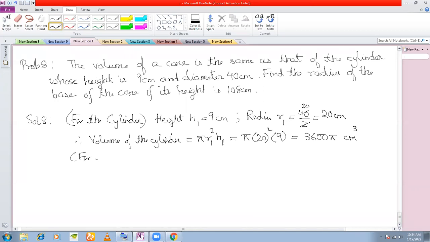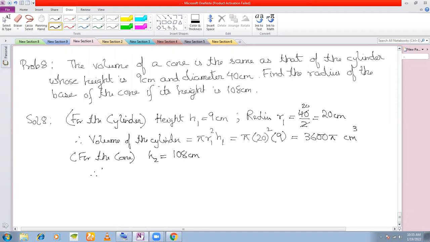Now for the cone. If you read the question from the first, it said volume of the cone is same as that of a cylinder whose height is 9 centimeter and diameter 40 centimeter, which we already noted. You need to find the radius of the cone whose height is 108. So height H2 of the cone is given as 108 centimeters.